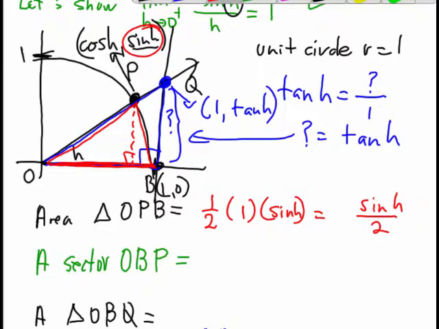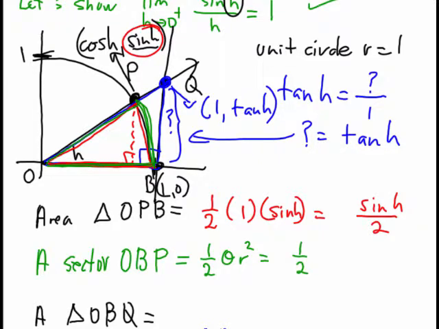Next area I'm going to calculate is the area of the sector OBP. So it's this curved section in here. And previously we came up with a formula of a sector to be 1/2 theta r squared. And our theta, which is our angle, is h, and the radius is 1. And so that reduces to h over 2.